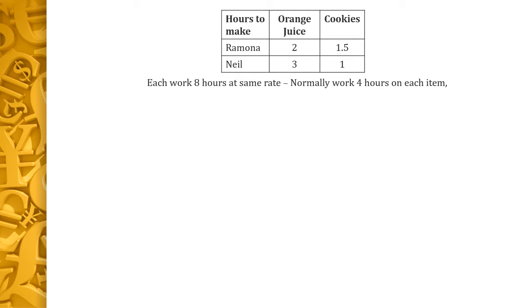We also discover from this little chart, just to make sure you know, this is hours to make something. So for Ramona, it's going to take her 2 hours to make 1 orange juice, and for Neil, it's going to take 3 hours to make 1 orange juice. He's just a little slower at squeezing those oranges, I guess. But for cookies, Ramona is going to take 1.5 hours, and Neil seems to be a pretty fast cookie maker. He's going to be able to make cookies in an hour. So this is the basic information we have.